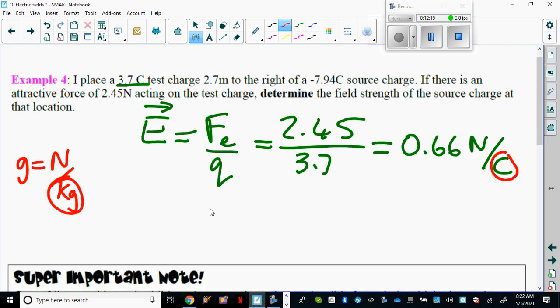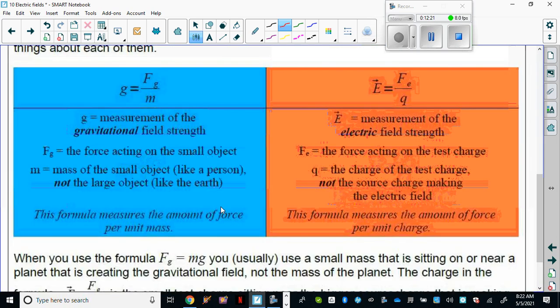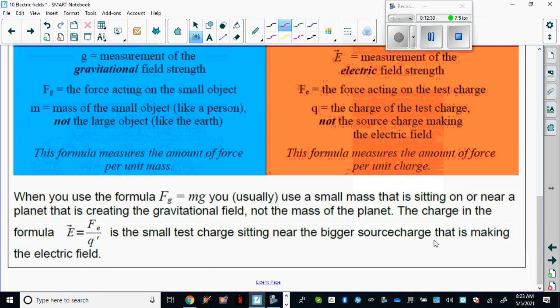Okie dokie, and then you go down to your super important notes, which kind of goes over what I was just discussing. It compares gravitational fields and electric fields. So you can read that little tidbit.